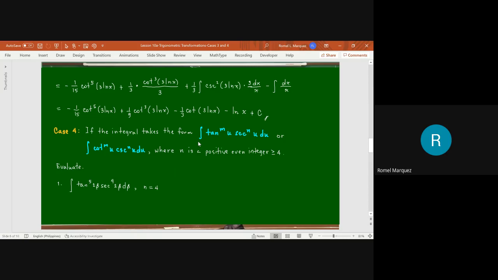No. Even if there is no tangent, or there is tangent there, it's all right. What is important is that n is even, with the presence of secant. M here can be any number, actually m can be 3 halves, any real number. But for n, be sure it is even, positive, greater than or equal to 4.